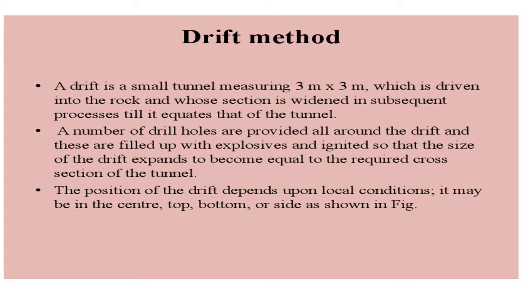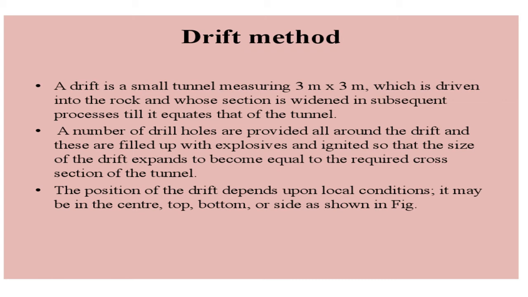Now comes the drift method. Drift method means what? Here a small tunnel is made in order to make a bigger tunnel, and the dimension of the smaller tunnel is around 3 meter by 3 meter. It is driven in the rock and then the entire tunnel is made. First a smaller tunnel is made inside the bigger tunnel. A number of drill holes are provided all around the drift.